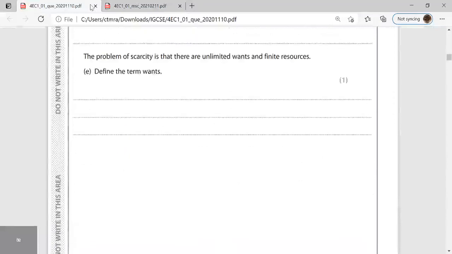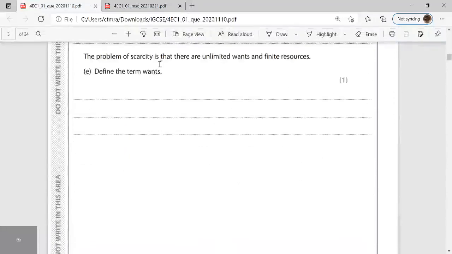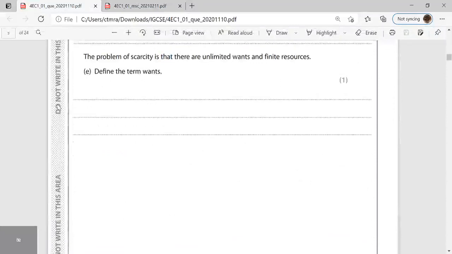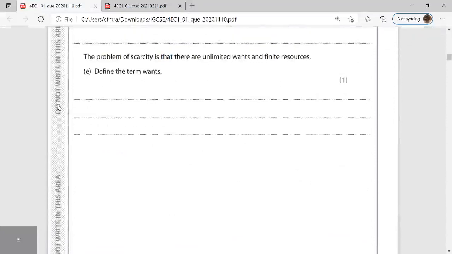This is small text here. Let's go through it. The problem of scarcity is that there are unlimited wants and finite resources. We need to fulfill our unlimited wants with our scarce or finite resources.